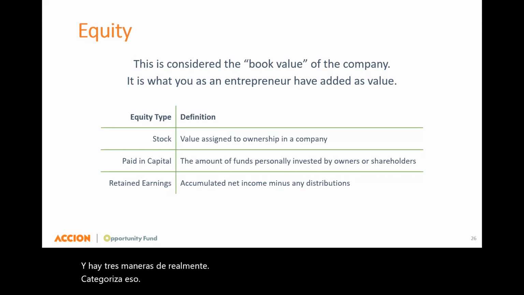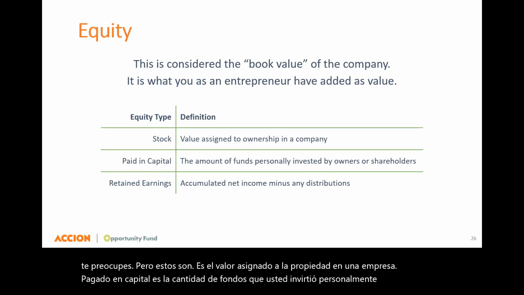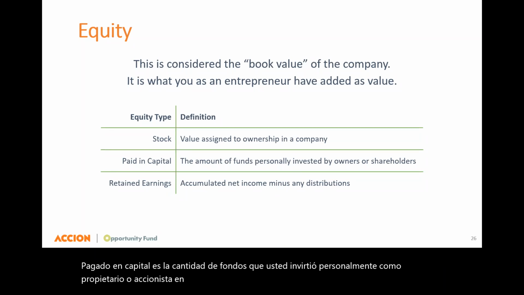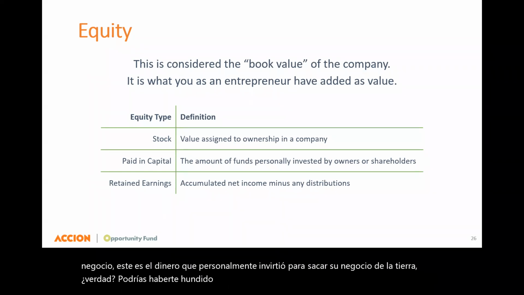First, you have stock. A lot of businesses don't have that. So if you don't have that, don't worry. But it's the value assigned to ownership in a company. Paid-in capital is the amount of funds you personally invested as an owner or a shareholder in the business, right? So as you're starting your own business, this is the money that you personally invested to get your business off the ground, right? You could have sunk in $10,000 to buy a food truck. That would be paid-in capital.